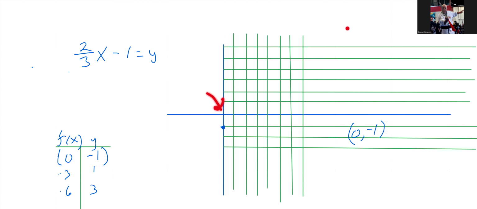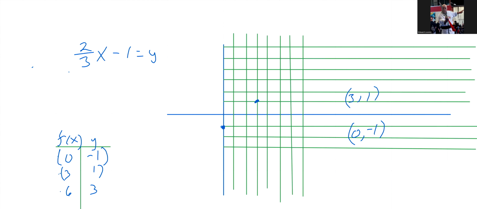I take my second ordered pair, which is 3, yeah, 3, +1. My x is 3, so I'm going to come over 1, 2, 3 times. My y is a +1, so I come up 1. I'll put a point right here at 3, 1. And I'll do it one more time.